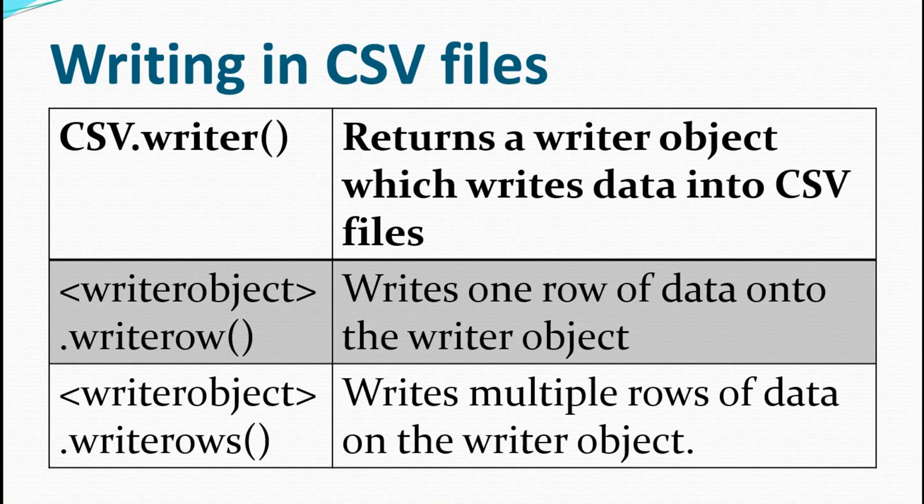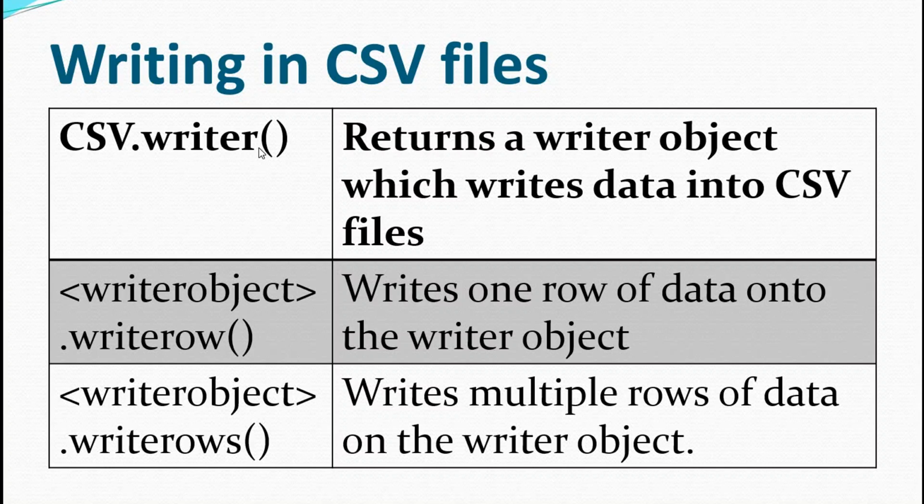Then writing in a CSV file. To write data in a CSV file, we have three functions: one is the writer function, the second is writerow, and the third is writerows.